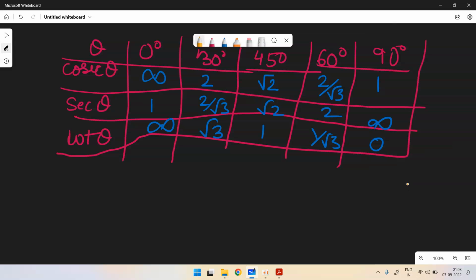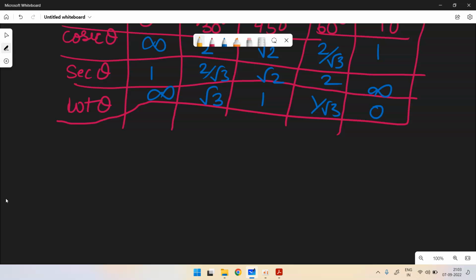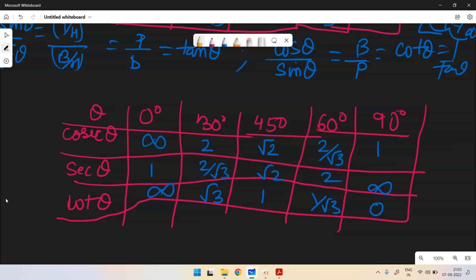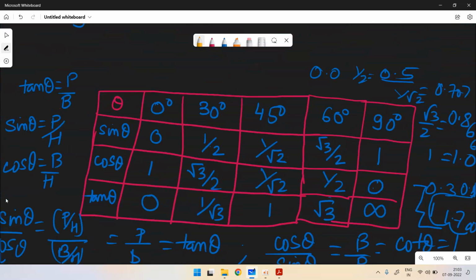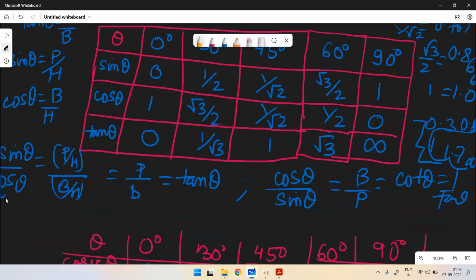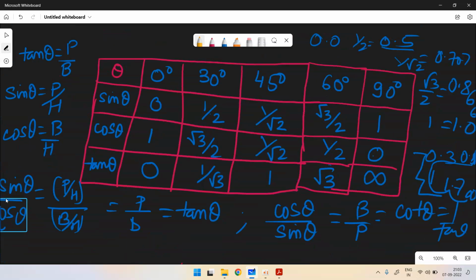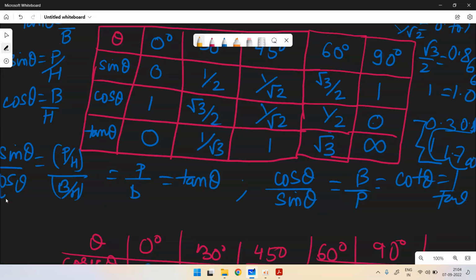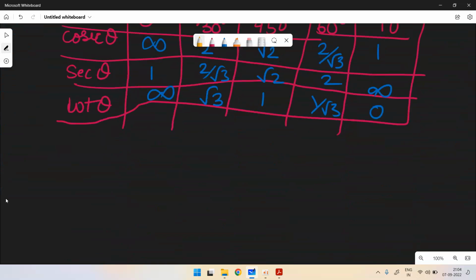Now you will say, sir, how will I be able to remember all of this? See, you need to remember only one value, either sine or cos. My request will be to remember all of these, but if you are not able to, then remember only the values of sine theta for 0 degree, 30 degree and so on: 0, half, 1 by root 2, root 3 by 2, and 1. That will be enough. Cosecant is the inverse of this, tan you will need to divide these, and for the other three you will need to take the inverse.